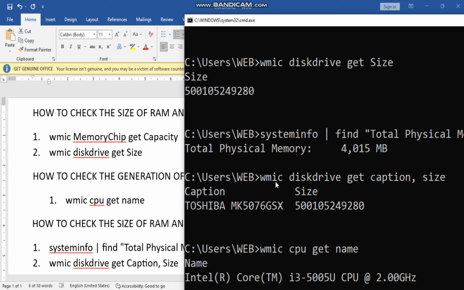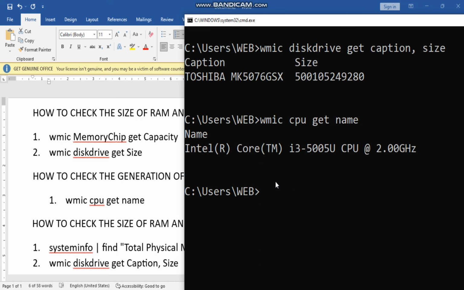So friends, this is the best way to understand which computer you are using and the size, and no one can lie to you.